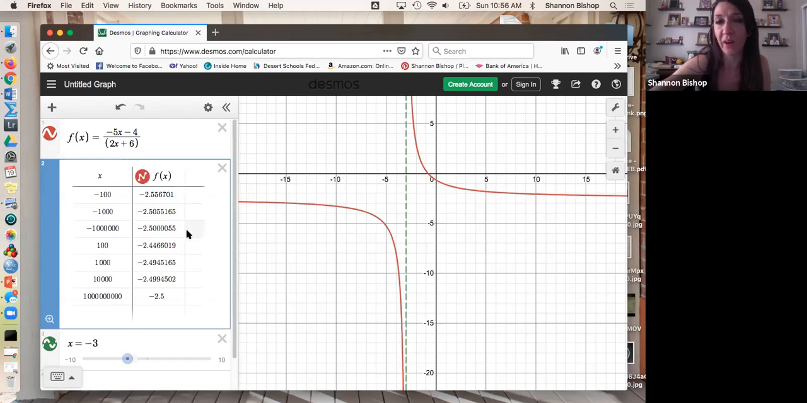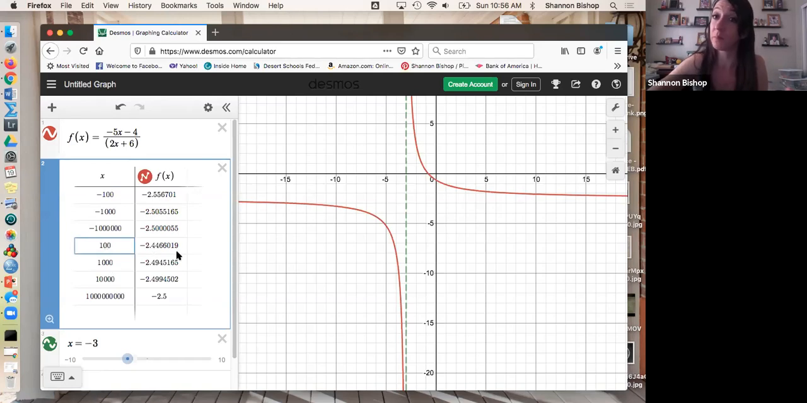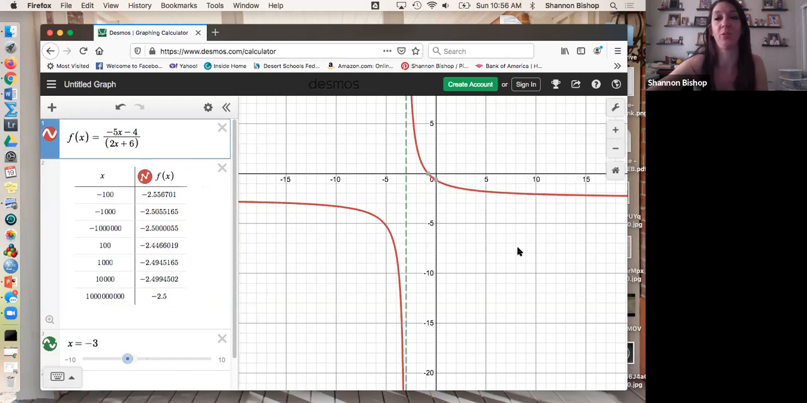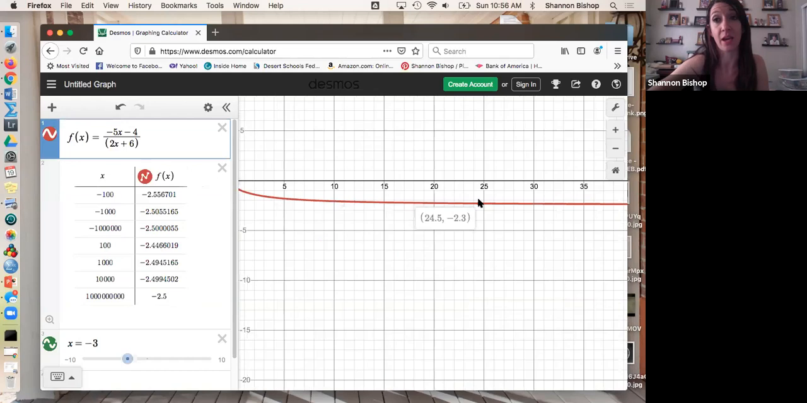I get negative 2.5000000, whatever. Pretty much negative 2.5. Let's look if I plug in positive values. If I plug in positive x values, negative 2.4. Okay, let's get bigger. Plug in 1,000, negative 2.49. Okay, plug in, what is that, 10,000, negative 2.4999. Okay, so notice this one is pretty much negative 2.5. So where this graph is leveling out to is at approximately negative 2.5.